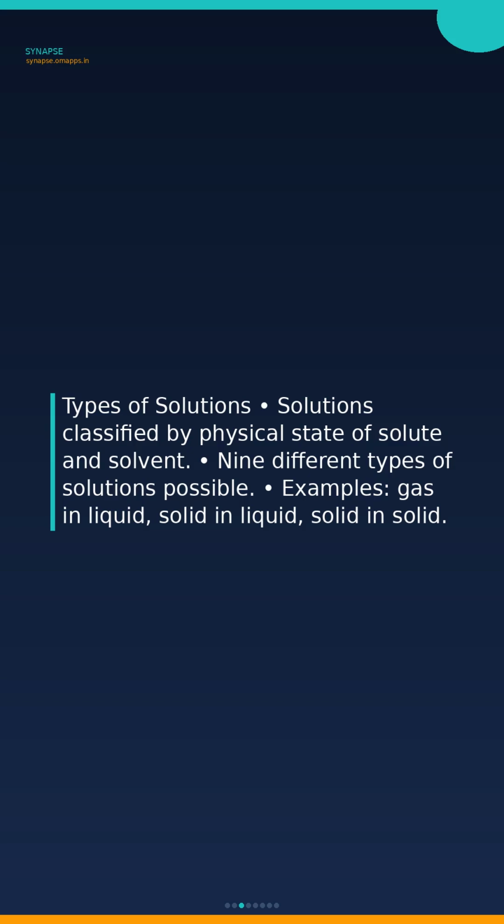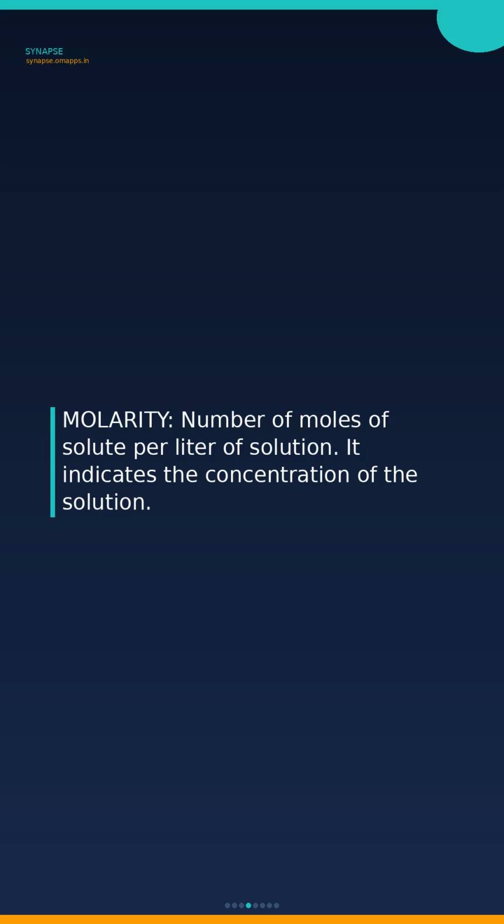Let's learn the key formula for solubility, Henry's law. Henry's law states that the solubility of a gas in a liquid is directly proportional to the pressure of the gas above the liquid. Mathematically, it's P = K_H * X, where P is the partial pressure of the gas, K_H is Henry's law constant, and X is the mole fraction of the gas in the solution. This law is super important for understanding gas solubility.